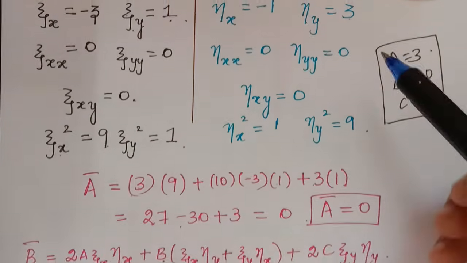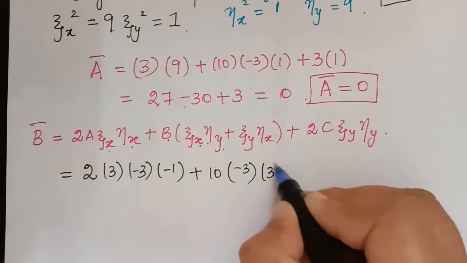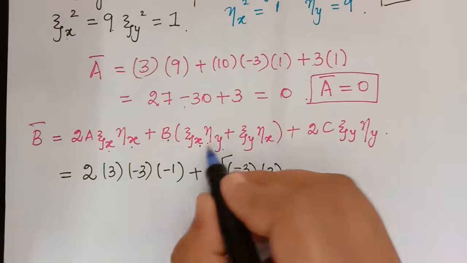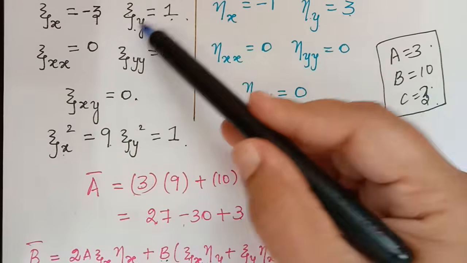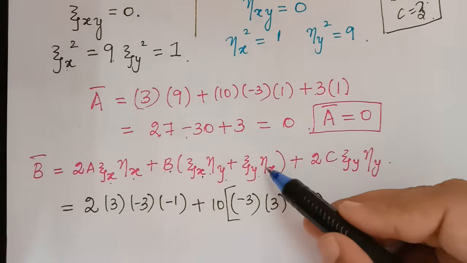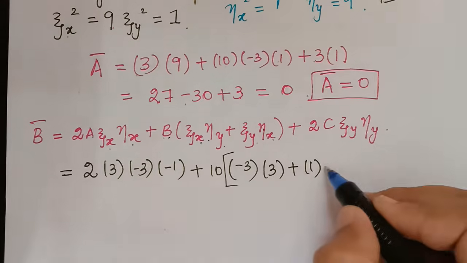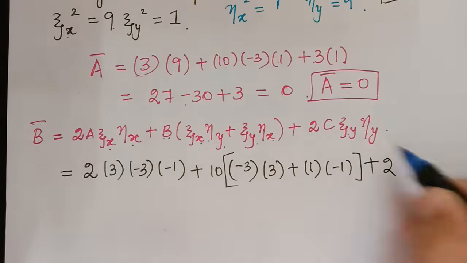Eta y, so what is eta y? It is 3. So eta y is 3. And here we have a bracket like this because b is common to these two terms. So plus xi y. What is xi y? It is equal to 1. So 1 multiplied with eta x. Eta x is negative 1. So negative 1 plus 2 multiplied with c.